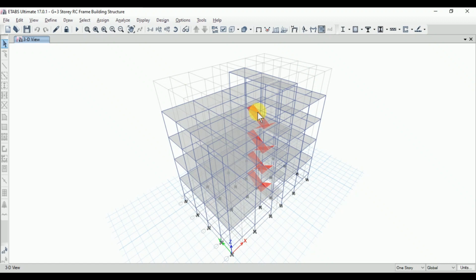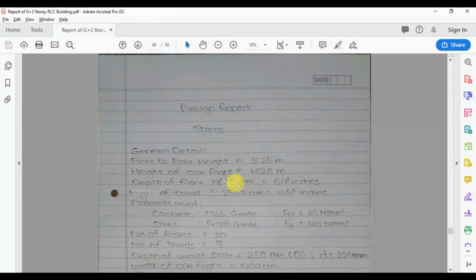You can also design the staircase as we designed the floor slabs in our previous video. But here I will explain the complete manual procedure to design the staircase with respect to the gravity loads such as dead load, superimposed dead load and live load. So let's get started with the design procedure. Here is the design report for the design of the staircase, and we are going to design it by manual calculation.